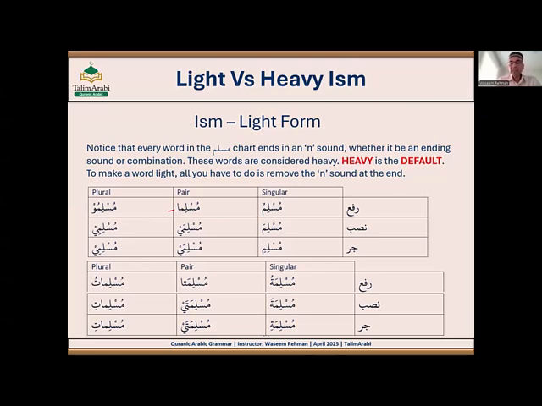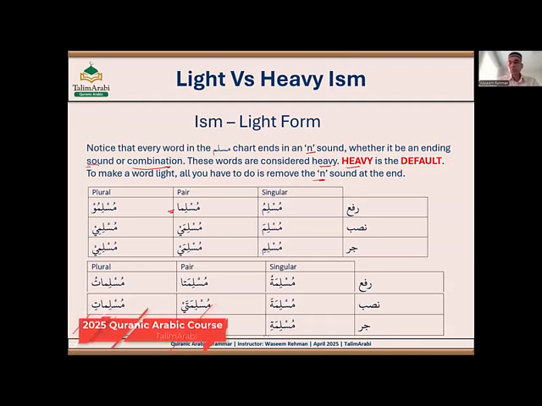Notice that every word in the Muslim chart ends in an N sound, whether you have tanween or you have noon. Whether it's an ending sound or a combination of letters, like alif noon, ani, aini, or a sound like un, an, in, these words are heavy by default. To make them light, we just drop that extra noon sound at the end. If it has a noon, drop the noon. If it has tanween, drop the tanween. Now you can see the noon sound is gone.